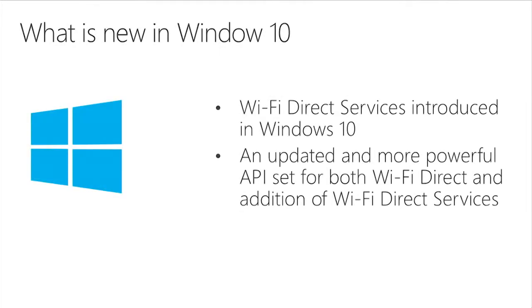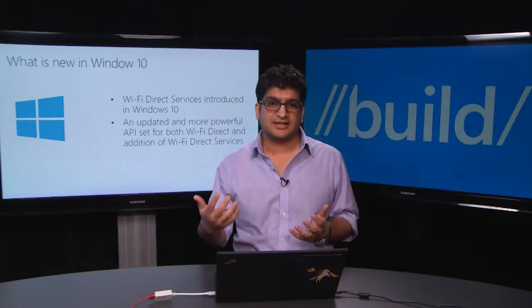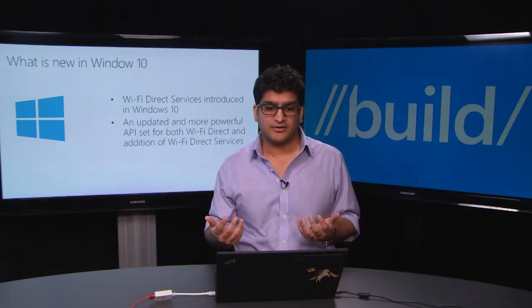Let's talk about Windows 10, the API, and what's new. The first big change from Windows 8.1 to Windows 10 is that we've added Wi-Fi Direct Services. This concept did not exist in Windows 8.1. This is a new emerging technology, so we thought it was prudent to add it to Windows 10. The second thing is we have significantly enhanced the API set for Wi-Fi Direct. And this is based on feedback that we get from ISVs, things that they want to build, things that they want to do differently, how it would help them complete their scenarios.